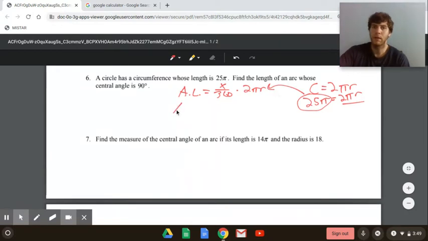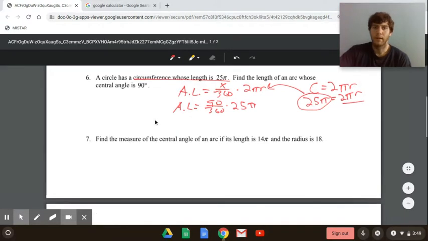Right, so we would have arc length equals, we're dealing with a central angle of 90 degrees, so 90 over 360, and then times 25 pi, right? Because that's the circumference. 2 pi r is equal to 25 pi. Circumference is 2 pi r, so 25 pi. Okay. And then you can solve for your arc length from there.